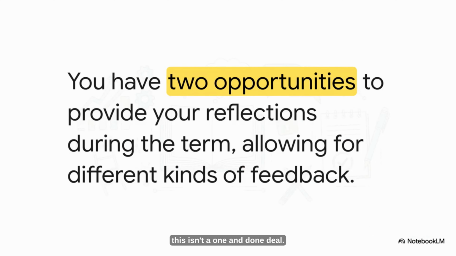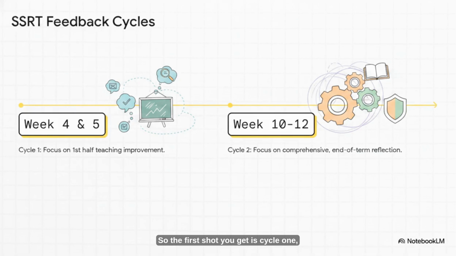And get this, it isn't a one-and-done deal. The whole system is designed to give you 2 separate chances to share your thoughts during the term, each with a slightly different focus. So the first shot you get is Cycle 1, which happens around weeks 4 and 5. Think of this as a mid-course check-in. It's your chance to give feedback that could lead to changes right away while the course is still going. Then Cycle 2 comes later, between weeks 10 and 12. This one's for looking back at the entire course, a bigger, more comprehensive reflection.